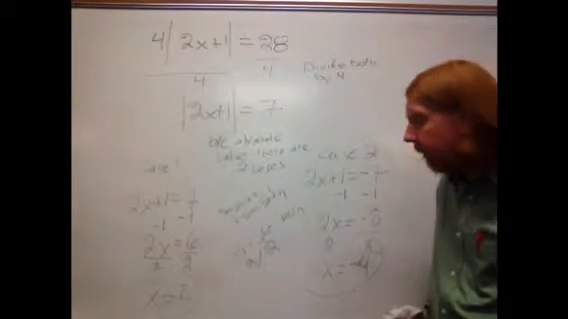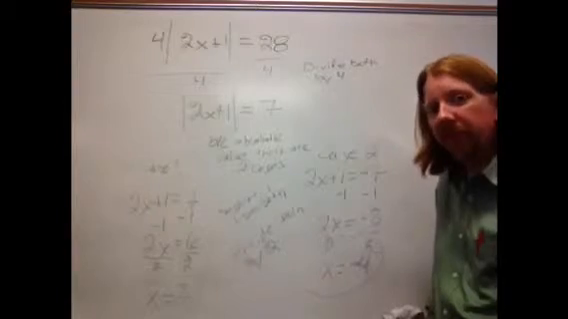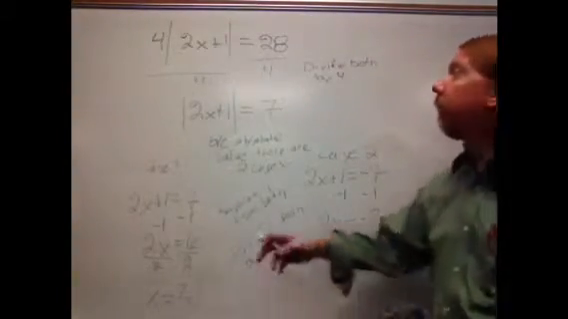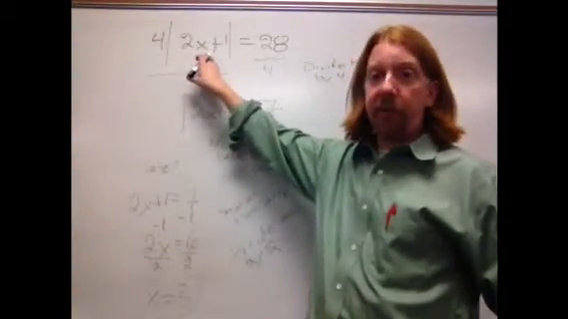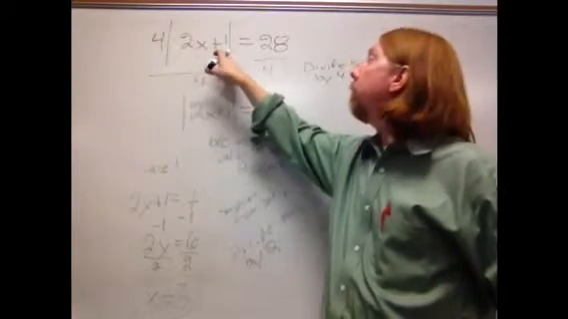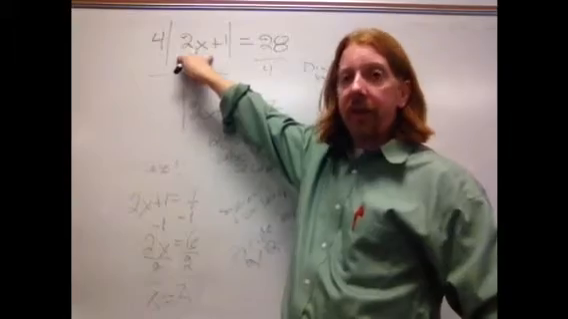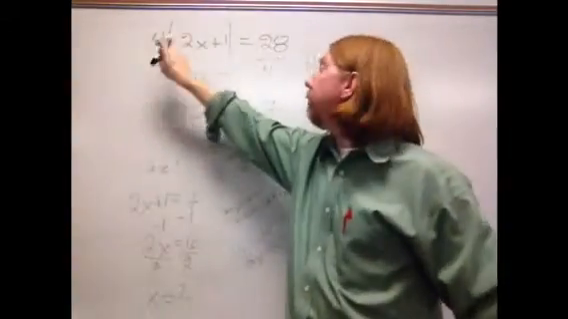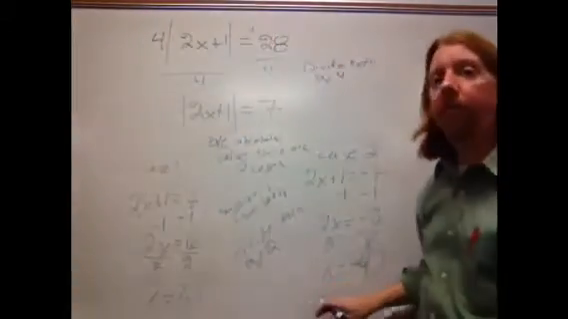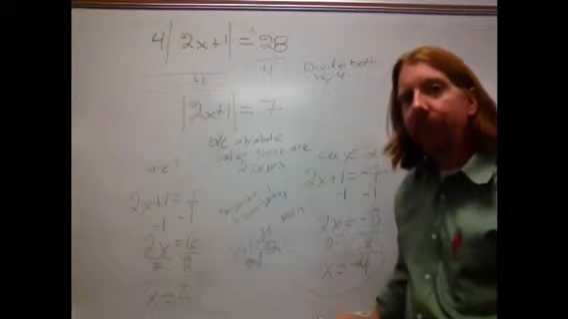I can always check that if I'm unsure of that, just to be on the safe side. Like say I take negative 4. 2 times negative 4 will be negative 8. Plus 1 will be negative 7. The absolute value of negative 7 is 7. Times 4 is a positive 28.